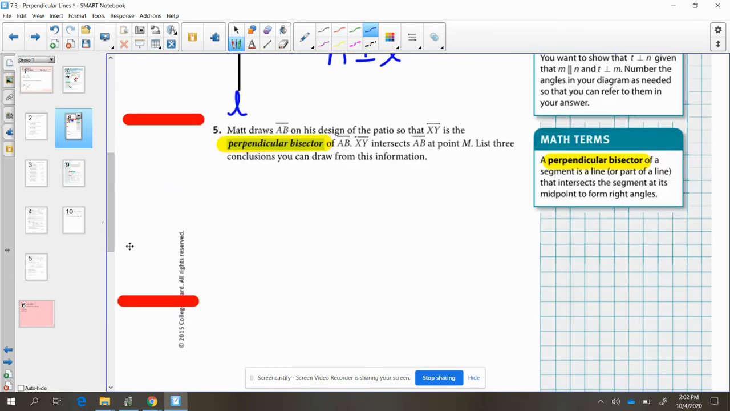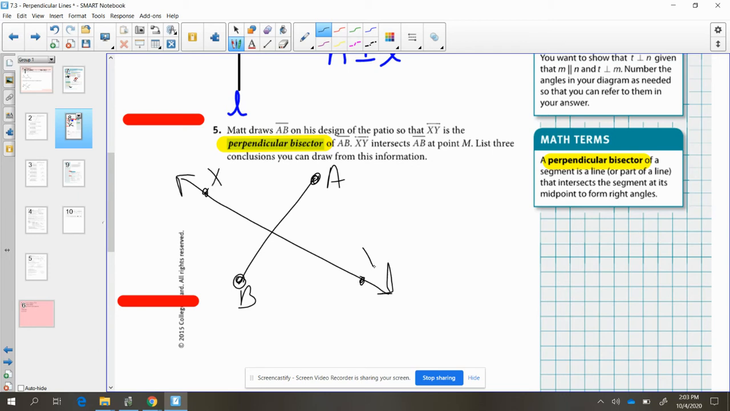Now this also leads us to the idea of what a perpendicular bisector is. Here it says that we have segment AB, and we want to draw a line XY so that it is the perpendicular bisector of AB. So here's AB, this is our segment, and we're going to draw in this line so that we can say this is the perpendicular bisector. This is line XY, and they said it's going to intersect AB at point M.